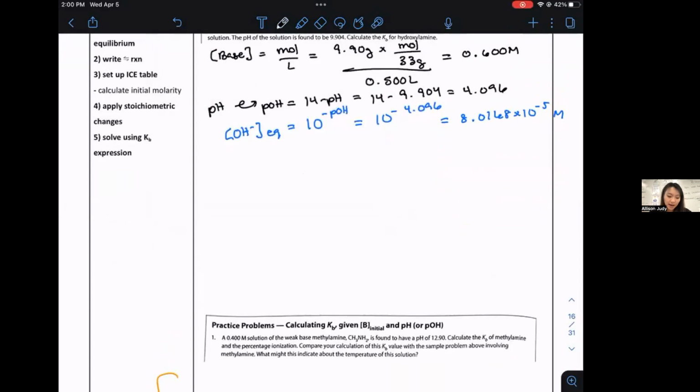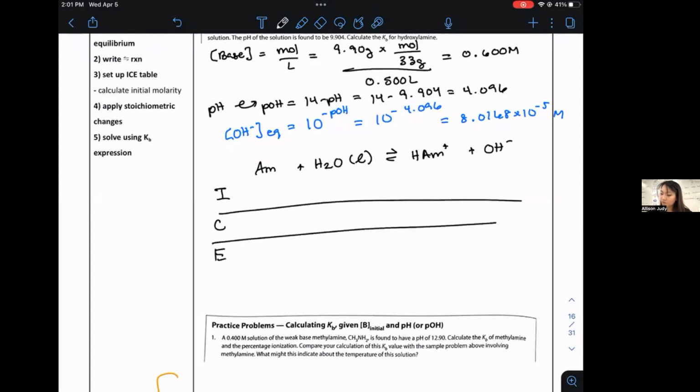So we say we have, I'm just going to do amine. I'm just going to write AM for right now to shorthand it, plus water in equilibrium with protonated amine group and OH minus producing. Ice table it. Your hand probably is hurting by now. I do apologize. And I have my initial 0.600.